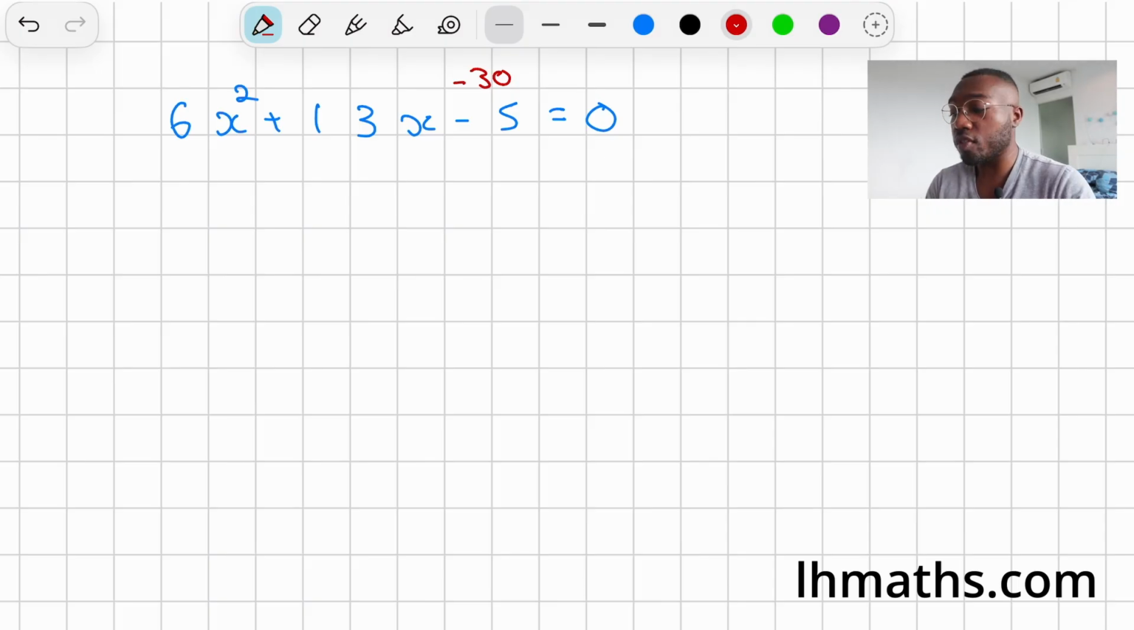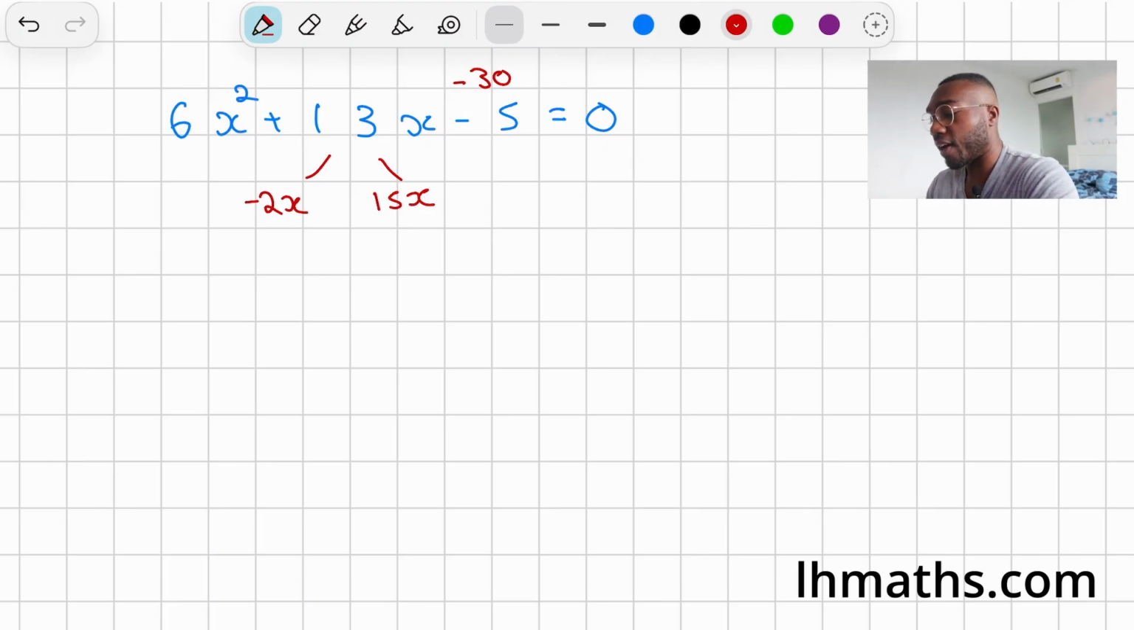Be careful because you may think that it could be 10 and 3, right? Because 10 and 3 must equal 13. But remember that if you have 10 and 3, that will give you a positive 30. In this case, we have a negative 30. So in this case, it would be a minus 2x, and it would be a positive 15x, because minus 2 plus 15 gives us that positive 13x, and then minus 2 times 15 would give us the minus 30.